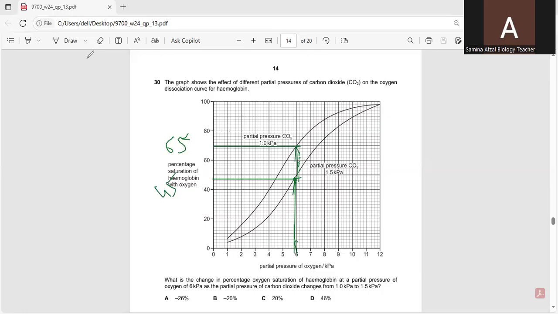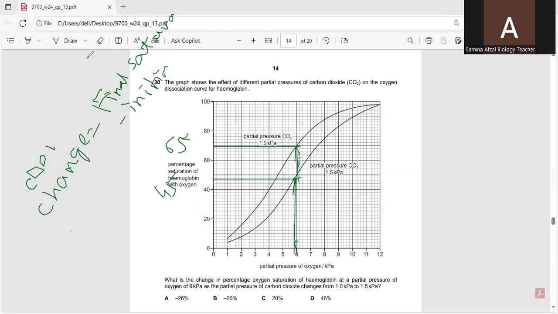So the change is equal to final saturation minus initial saturation. The change is 45 minus 65, so it will be equal to minus 20.